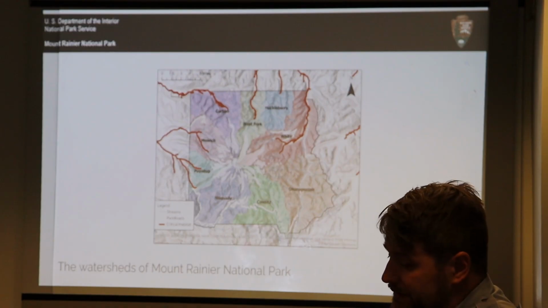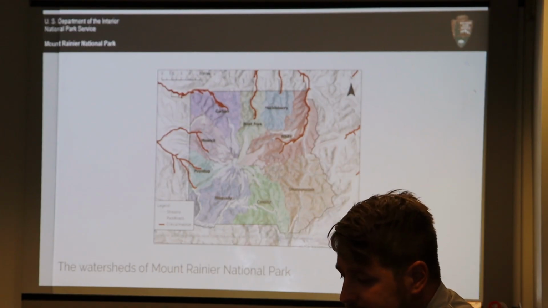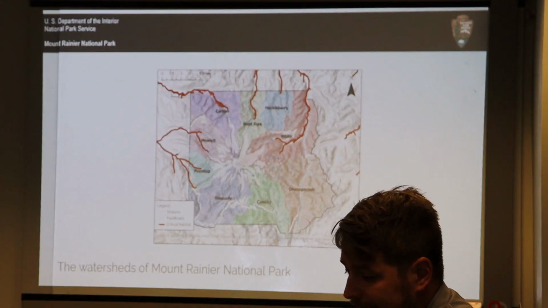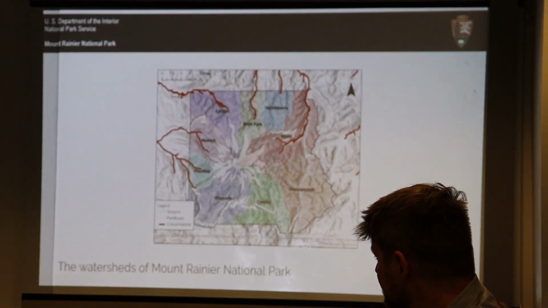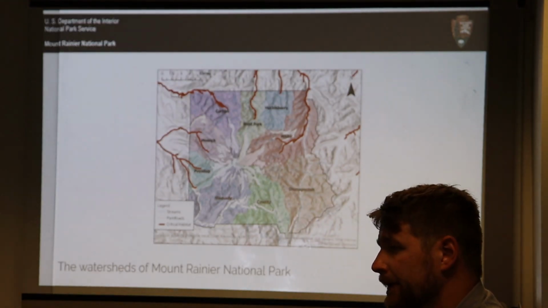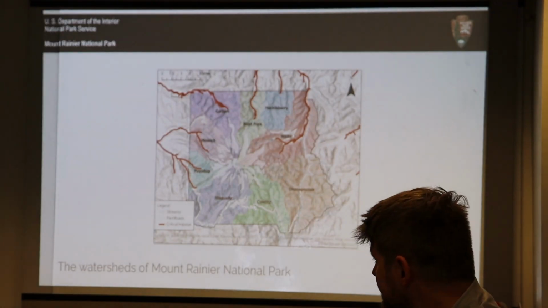The Ohanapecosh system is not glacier fed, and the Cowlitz and the Ohanapecosh are the 2 systems that drain into the Columbia, and the rest are draining into Puget Sound.